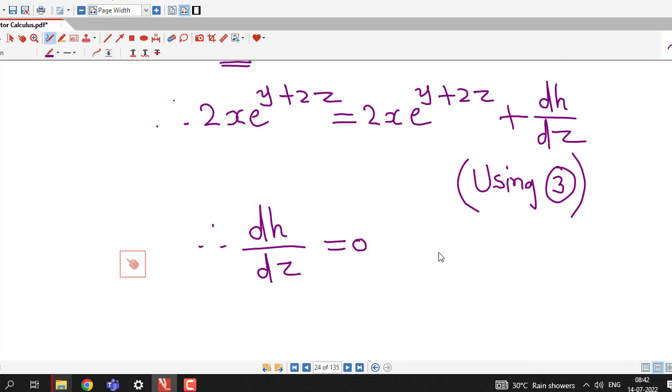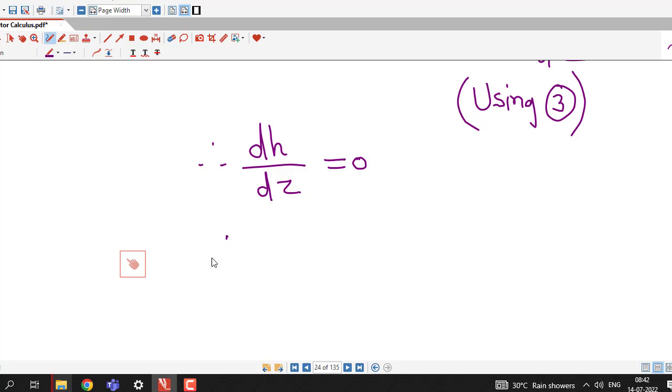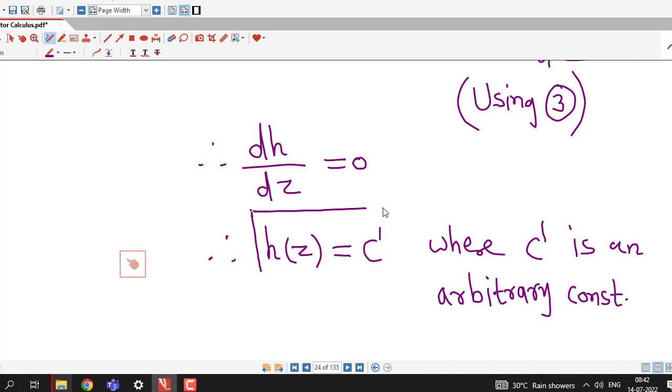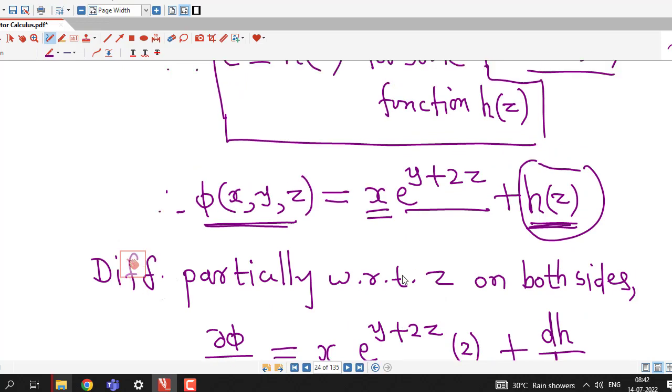And now h is a function of z only. Therefore we must have h of z equal to some constant, say c dash, where c dash is a constant, or c dash is an arbitrary constant. It can take any value, but now it is a constant value. It is not function of any of the three variables. So finally we have obtained that this h of z is c dash, and that we can substitute here.